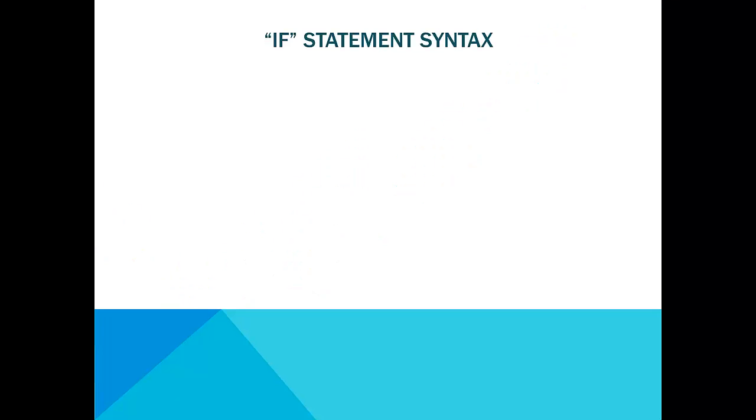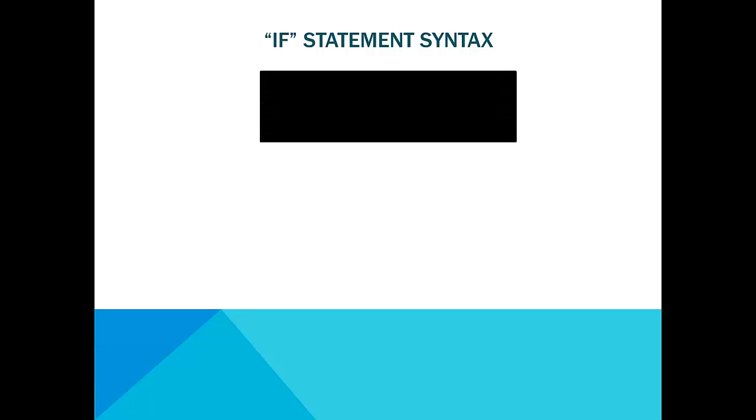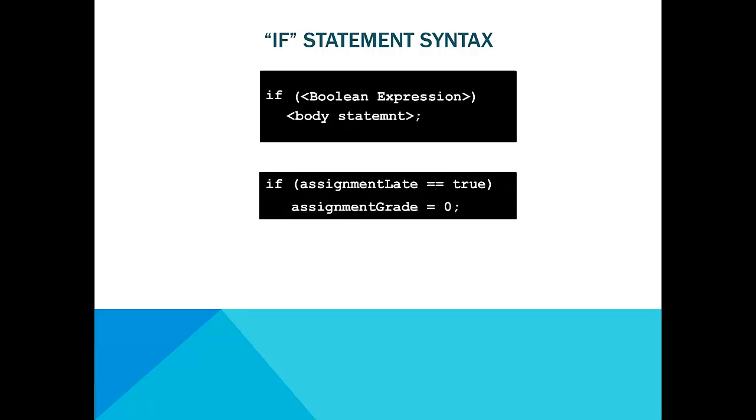If statements allow your program to determine which course of action to take depending on the result of a Boolean expression. To set up our if statement, we need to use the keyword if, followed by a Boolean expression contained in parentheses. Finally, we need the body statement, which is the action to be carried out if the condition is met. In this example, assign late is a Boolean variable.